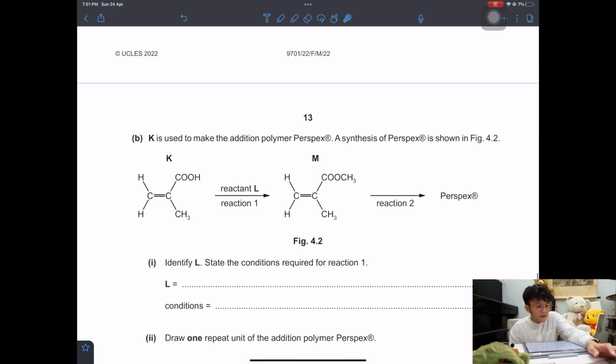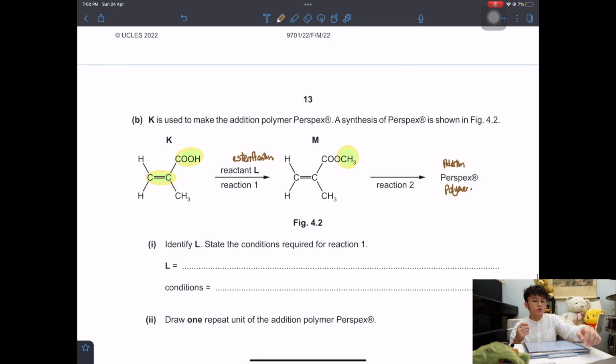Reagent 1. So K is used to make the addition polymer of Perspex. A synthesis of Perspex is shown. At first, we are starting off with an alkene and carboxylic acid. Can you see that? Alkene, carboxylic acid. After that, your carboxylic acid turns into an ester. So I know that the first reaction is esterification. And after that, a Perspex is formed. Perspex is an addition polymer, right? It's formed from addition polymerization.